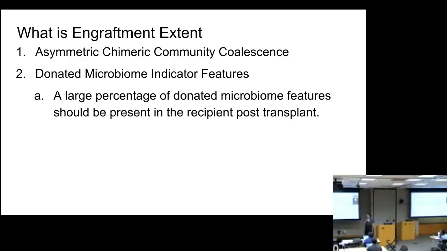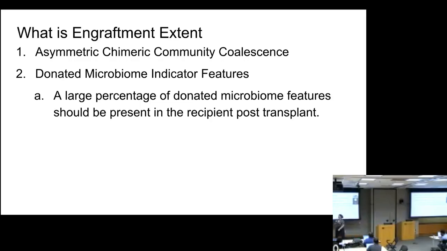Another criterion that we need to assess engraftment extent is donated microbiome indicator species or features. And this is specific microbes from the donor that we want to see engraft in our recipient as proof that we have engraftment. And there should be a large percentage of these donated microbiome features. And I would say that it isn't really decided what a large percentage is. So that's why it's vague there.